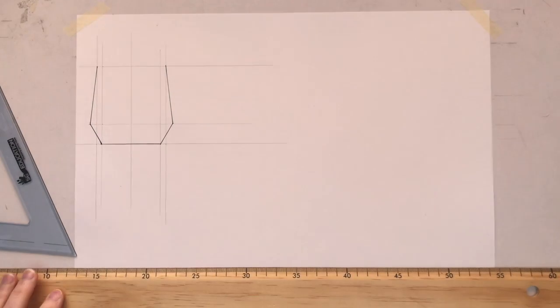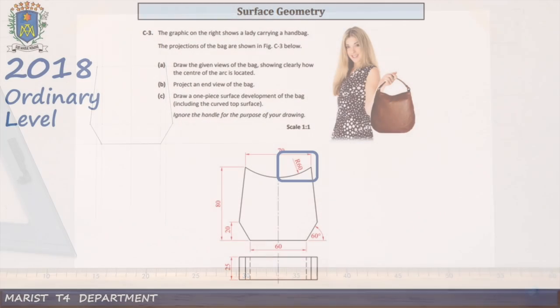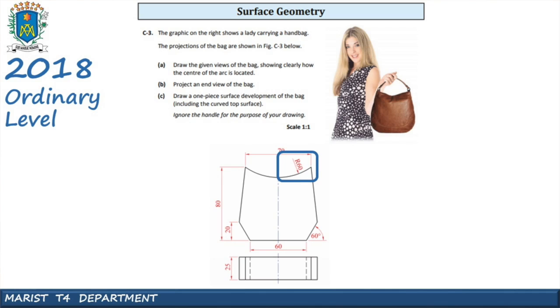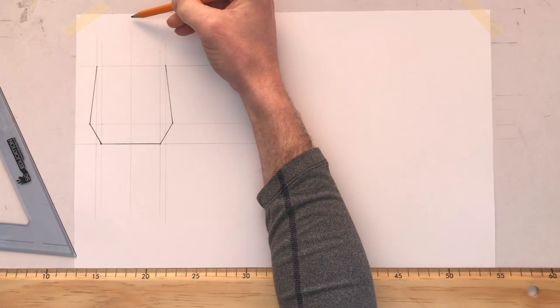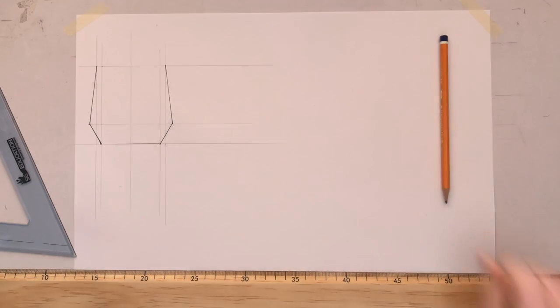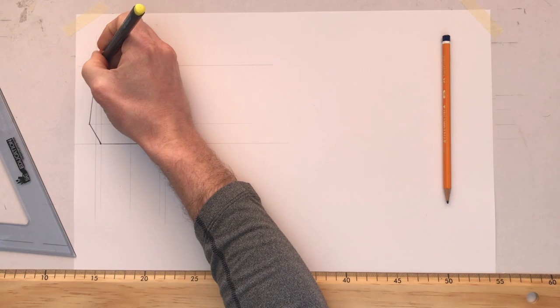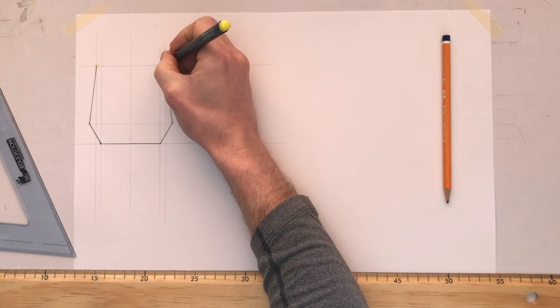Once I've that done, the next thing for me to do is to find out the curve. We can see in the question it's radius 60. What we need to do is find out where the center is. As we can see in the question, we're not given the center. We know that the center is going to be somewhere up here. It starts and finishes to the left and right of this. So we can say it starts here and it's going to finish over here.